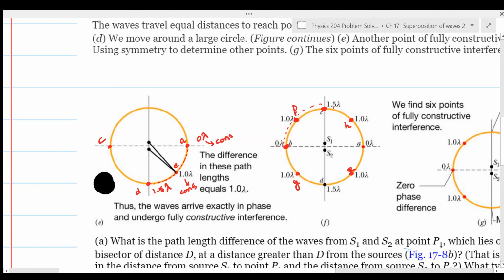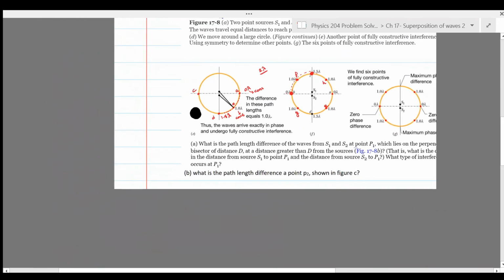No other points with constructive interference can exist, because then these will correspond to a path length difference of like 2 lambda, and this is not possible because between 0 lambda and 1.5 lambda there has to be something between them only, which is 1 lambda. We cannot have a larger path length difference.